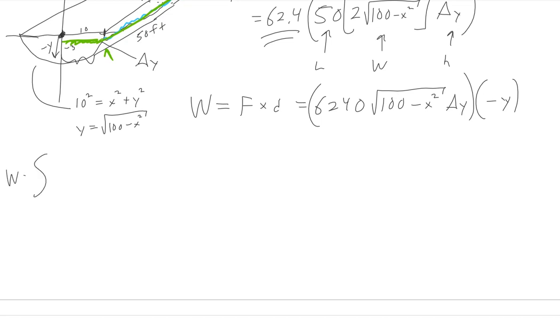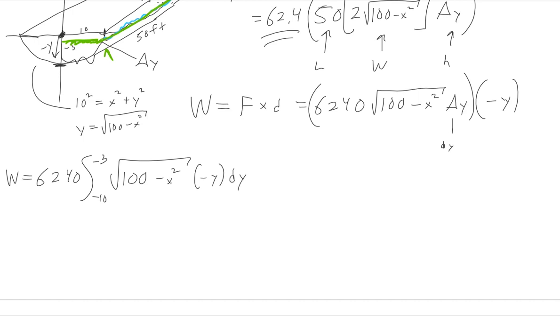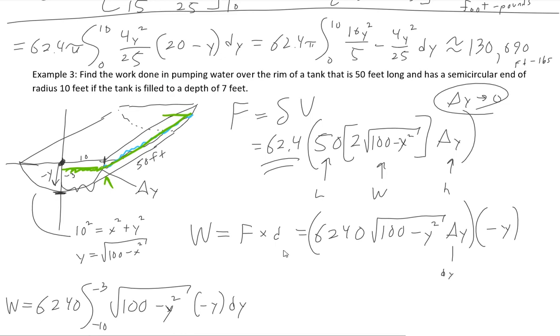So my work integral is going to be, in this case, from negative 10, because that's how deep the water goes, up to negative 3, because I don't have all the water. It only goes up to that. There's only 7 feet of it. And we can actually put the 6240 out front. So 6240 times the integral from negative 10 to negative 3 of the square root of 100 minus x squared. Delta y is going to be my dy, and so I have also negative y times dy. Oh, sorry, these should be all in terms of y, not x's. I even said earlier I was going to put these in terms of y. So y. There we go.